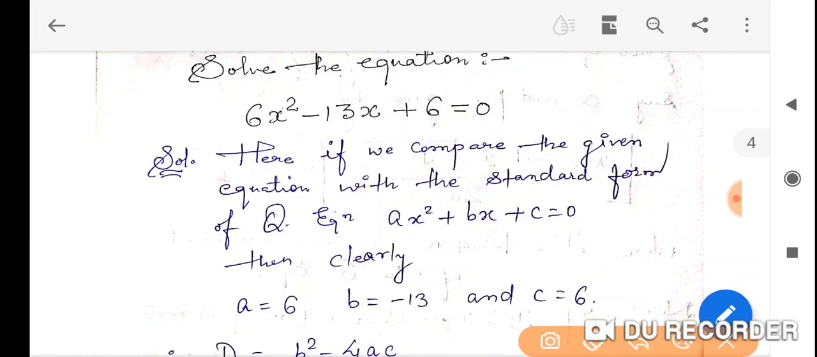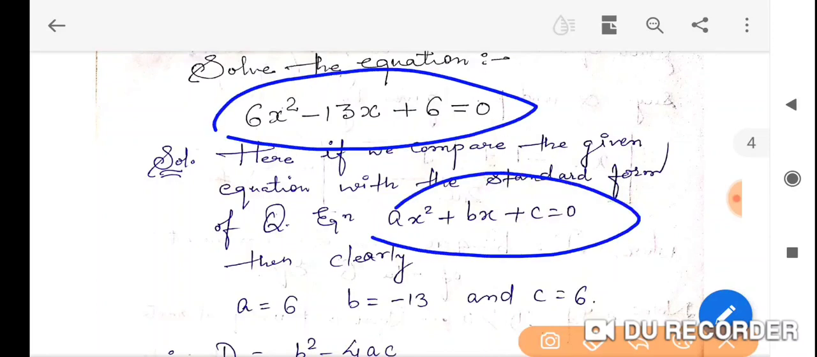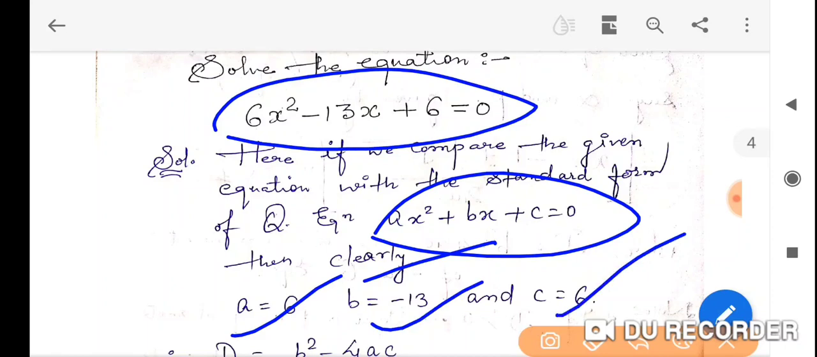The question is 6x square minus 13x plus 6 equals to 0. If we compare the given equation with the standard form ax square plus bx plus c equals to 0, it is clearly visible that a equals to 6, b equals to minus 13 and c equals to 6.